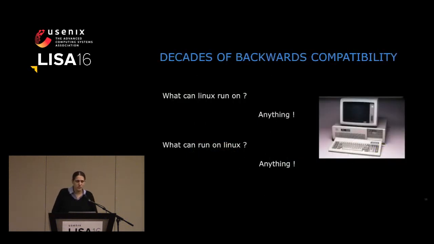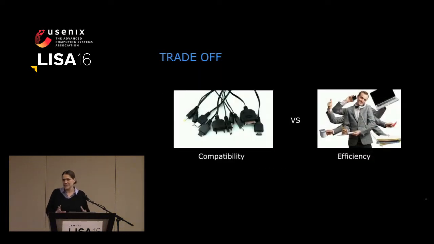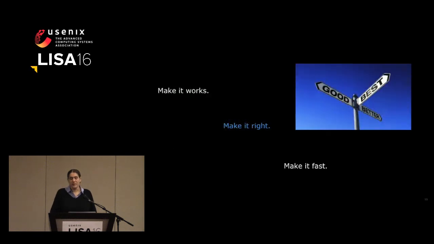So what can Linux run on? Anything. What can run on Linux? Anything, right? I can take the latest Debian distro and install it on a Pentium 1 from 10 years ago, it's just going to work, right? I will not need to do anything to configure it. It's going to work out of the box. Which means that as a community, we basically make a choice. And our choice was that we prefer to be compatible versus efficient, right? This is basically what we're doing. I think we can do better. And that's why I think that Unikernel is the next thing.